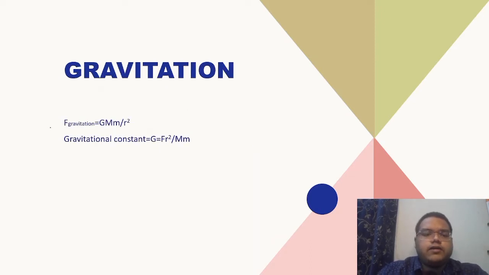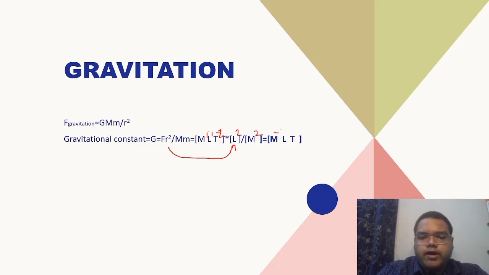Next, gravitation. From gravitational force, we can find out the dimension of the gravitational constant G, which equals F r square upon capital M into small m. F is M L T to the power minus 2. Here we put the dimension of r square, L square, and here it will be M square, which comes out to be M to the power minus 1, L to the power 3, and T to the power minus 2.